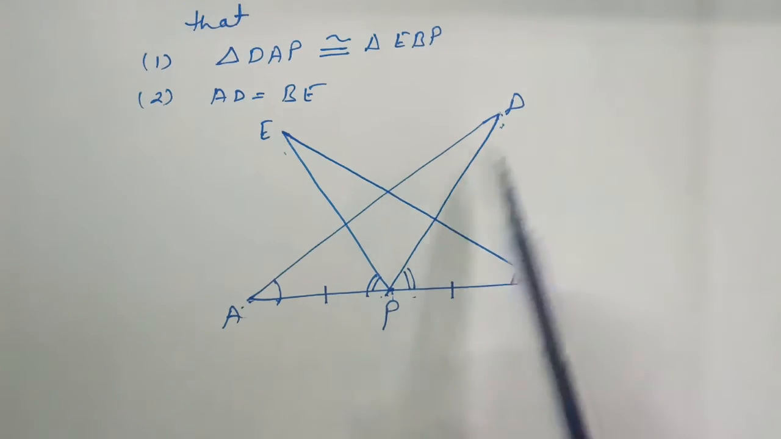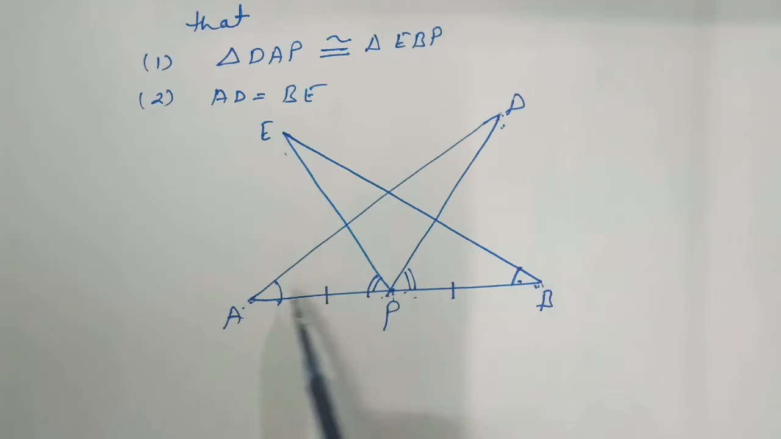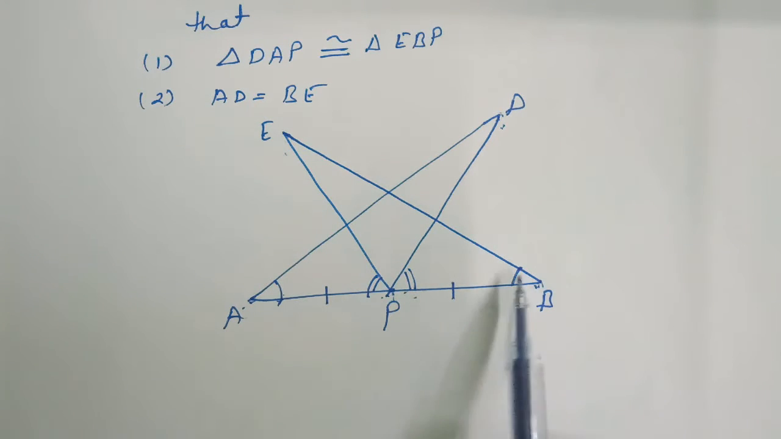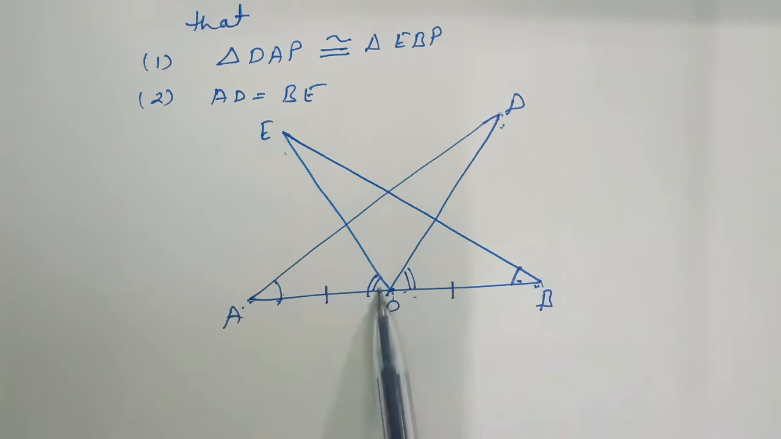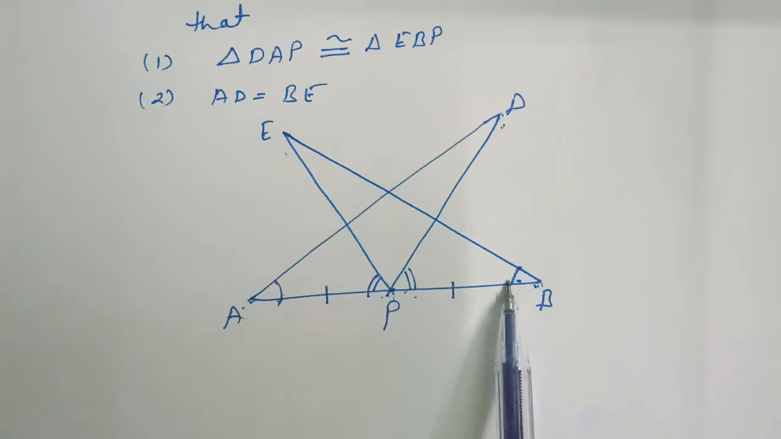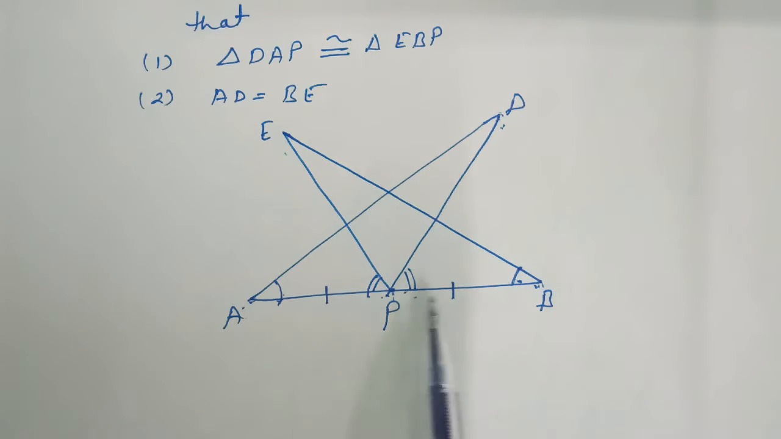If we observe the figure, in triangle DAP we are seeing angle A. This angle A is equal to angle B of triangle EBP. So the first part is this. Next, AP is equal to BP, as P is the given midpoint. So the second part is this. Now comes the third part.